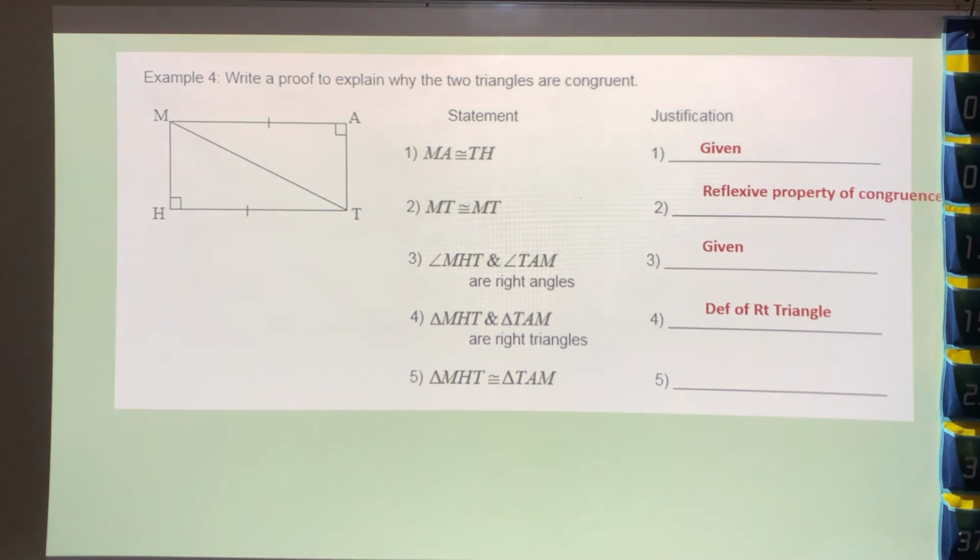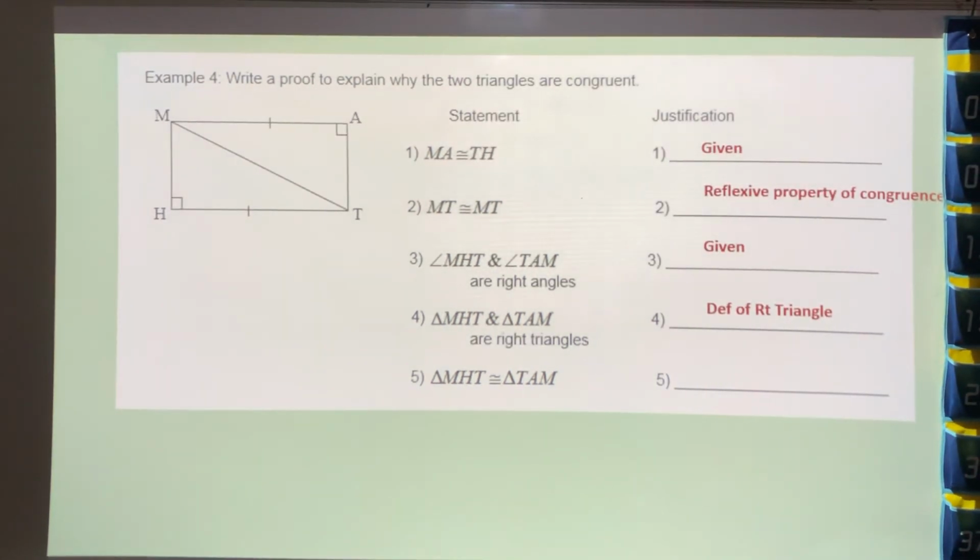So now we have a leg, which was in step 1. We have a hypotenuse, which was in statement 2, and then we just proved that we have right triangles, which is statement 4. And so this would be congruent by hypotenuse leg.